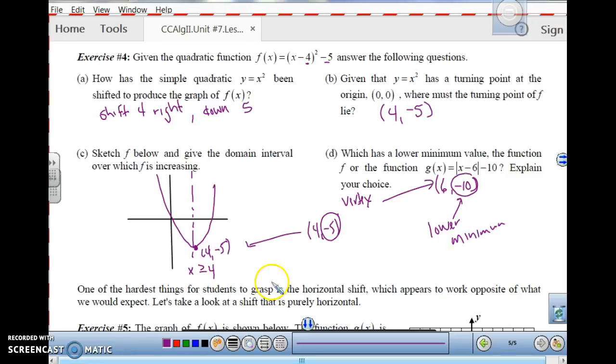Okay, so we were looking at left and right shifting and up and down shifting. So in class, next class we'll be looking at exercise 5 and talking about horizontal shifting.